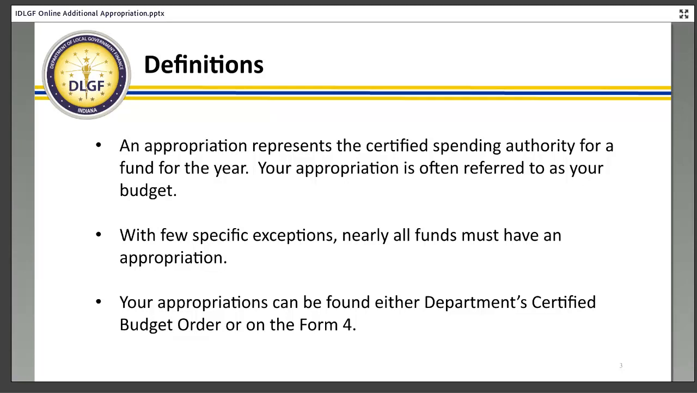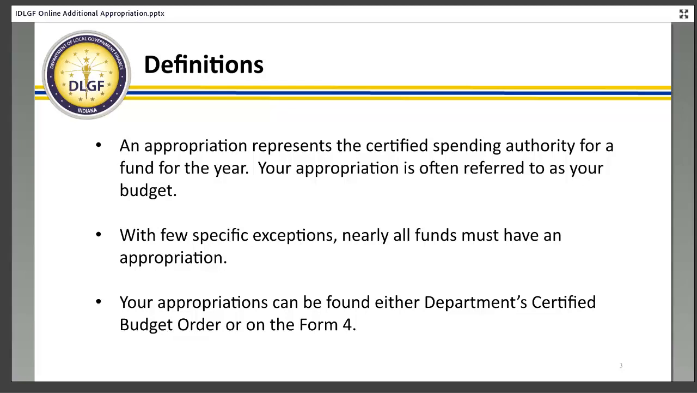Now, if you are interested in what your appropriation is or what your appropriations are for the given year, there are two places where you can find that information. The first place is on the DLGF, on the department's certified budget order, which can be found on the DLGF website. What that's going to include are the funds that the department is statutorily required to post a final total for, a location where all units or the public can see what a unit has been approved to spend in a given period.